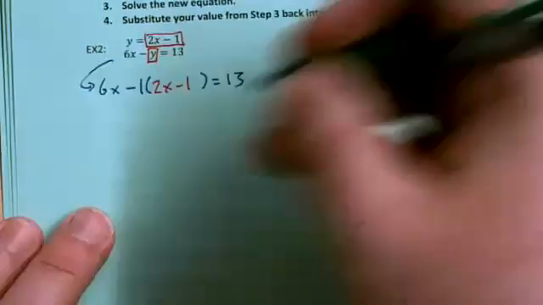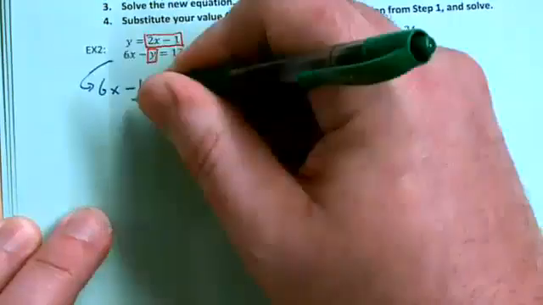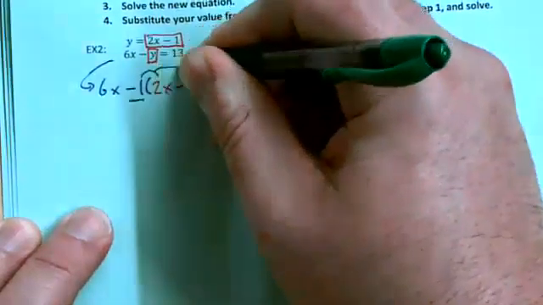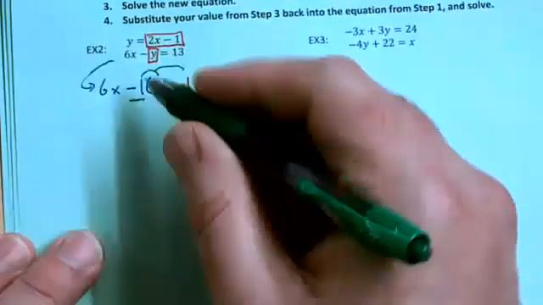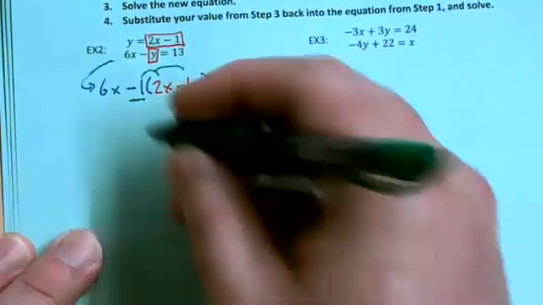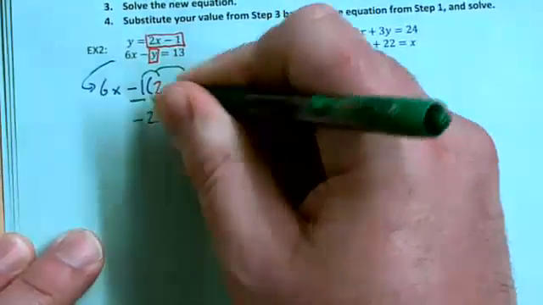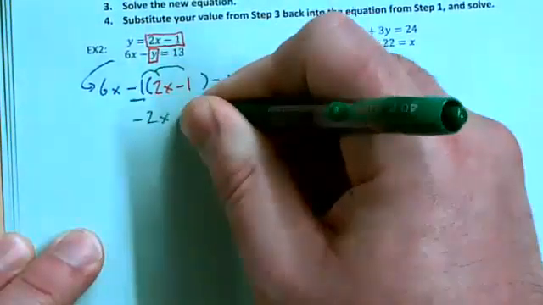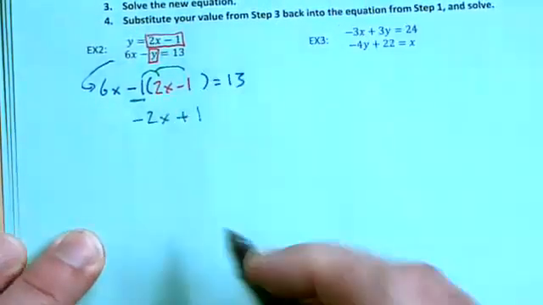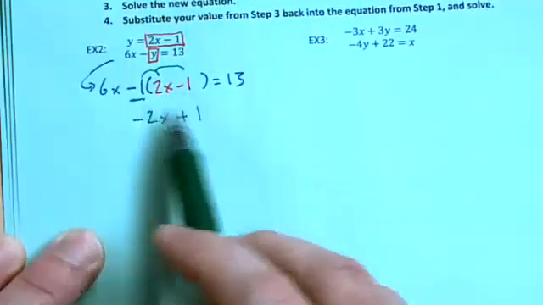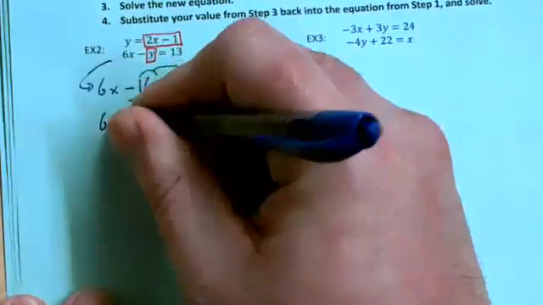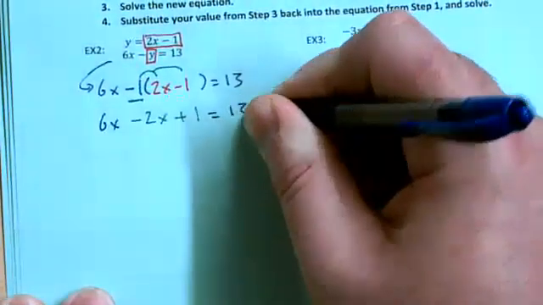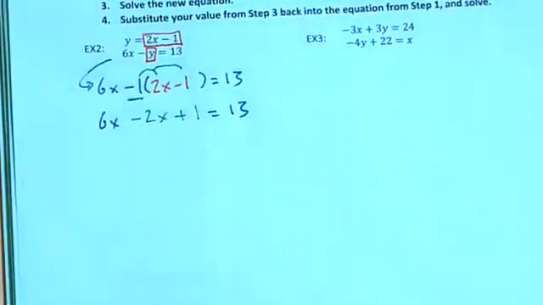I need to solve this. So I need to take that -1 and multiply it by everything inside. And since it's a negative, I'm going to be super careful with my signs. So -1 times 2x would be -2x. -1 times -1 is going to be a +1. I'm just going to double check because I know I make mistakes when I do negatives. Looks like we're good there. I'll bring down my 6x, my equals, and my 13. Okay, now we have an equation that we can continue solving.